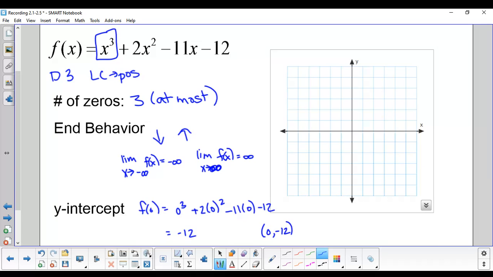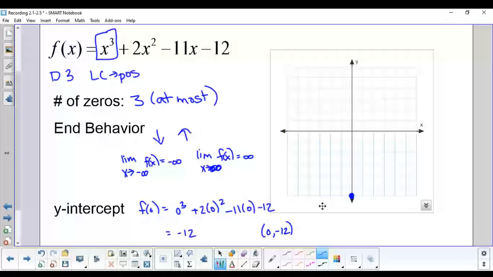Not today, but very soon. And so from what I do know, I can graph the following things. I can graph my y-intercept. Let's go count by 2s. So 2, 4, 6, 8, 10, 12. So I have my y-intercept here.